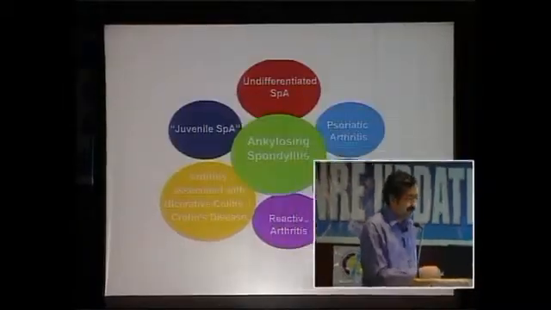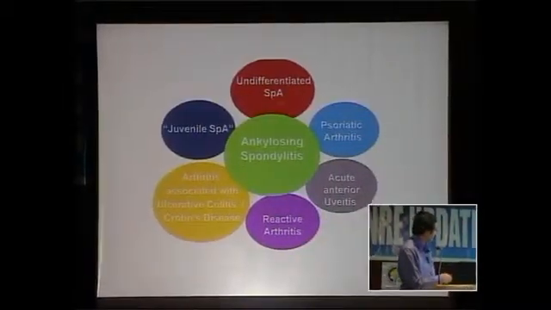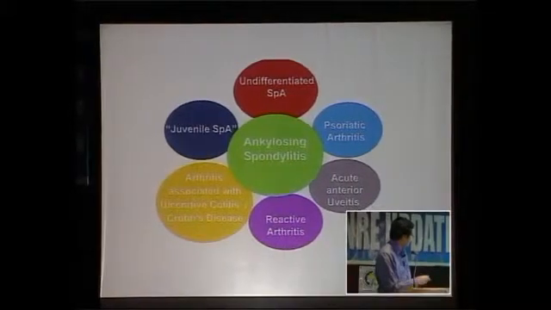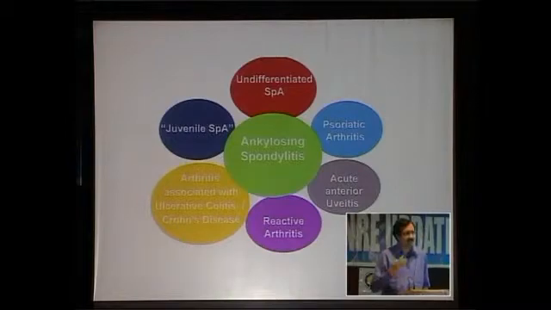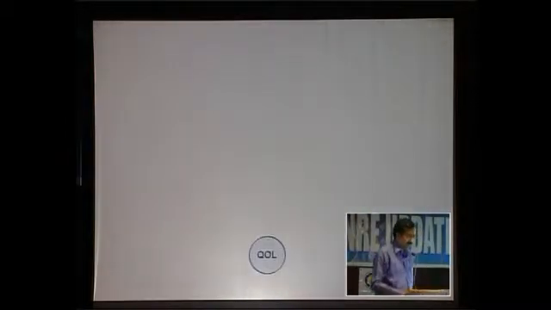Spondyloarthropathy is basically a group of diseases where the major or classical disease is ankylosing spondylitis, and there are certain diseases like undifferentiated SpA, psoriatic arthritis, reactive arthritis. All these diseases overlap with spondyloarthropathy, or they are grouped under spondyloarthropathy. I will be majorly speaking on ankylosing spondylitis and a bit on psoriatic arthritis.